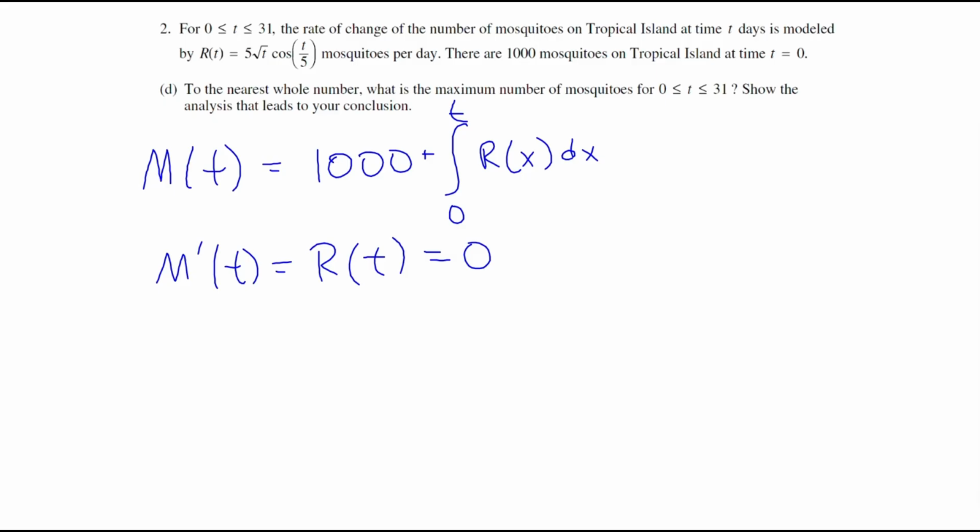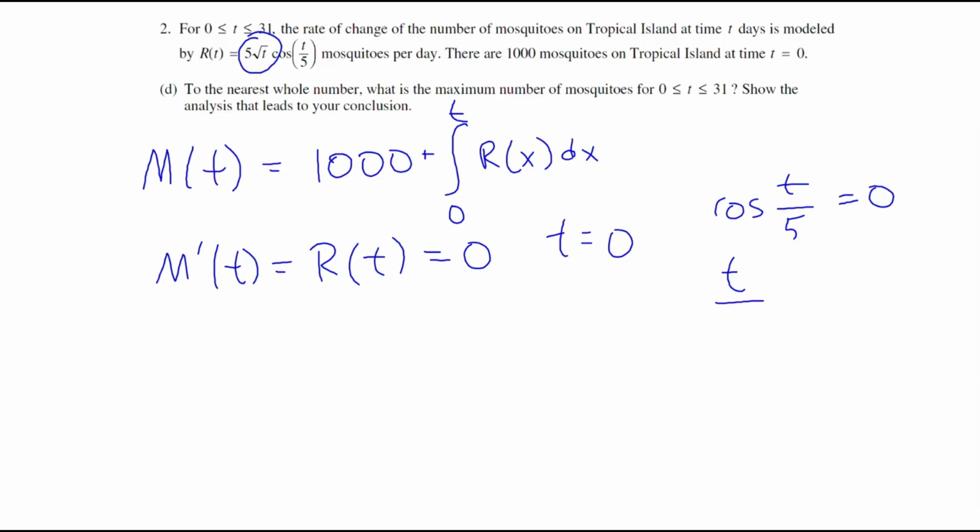This is a calculator question, so you can graph this and find those values, or you can also just solve it. We know it's going to equal 0 when t is 0, because that gives us the square root of t equal to 0, or when cosine of t over 5 is equal to 0. The cosine of t over 5 equaling 0 is going to happen whenever the angle is pi over 2, right?